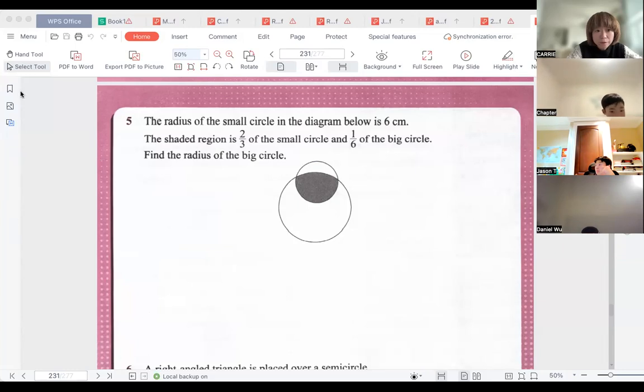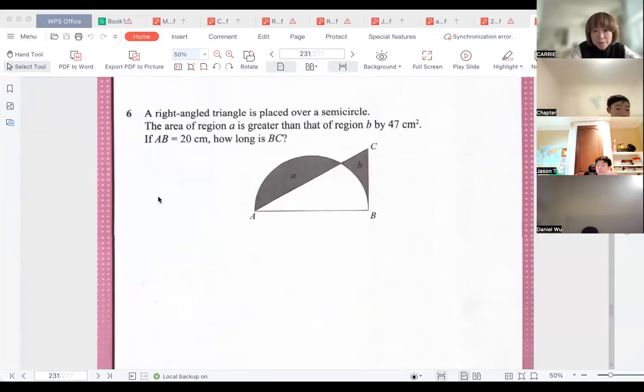Okay, so now let's take a look at the next one. Number 6: a right angle triangle is placed over a semicircle. The area of region A is greater than the area of B by 47. If AB is 20, how long is BC?